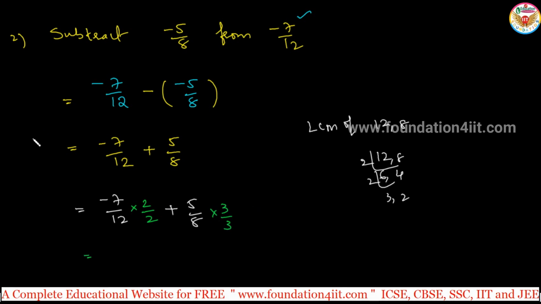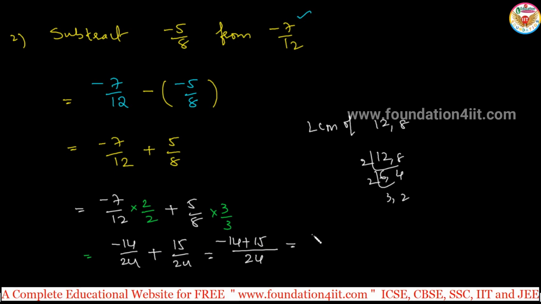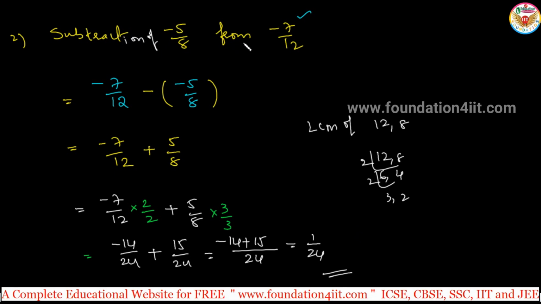That we should know clearly to do the subtraction. And minus 7 into 2, minus 14 by 24 plus 5 3 is a 15 by 24. So 24 is the LCM now. Same denominator, minus 14 plus 15, that is 1 by 24. Right, 1 by 24 is the answer for subtraction of minus 5 by 8 from minus 7 by 12. So this is the way we can do.